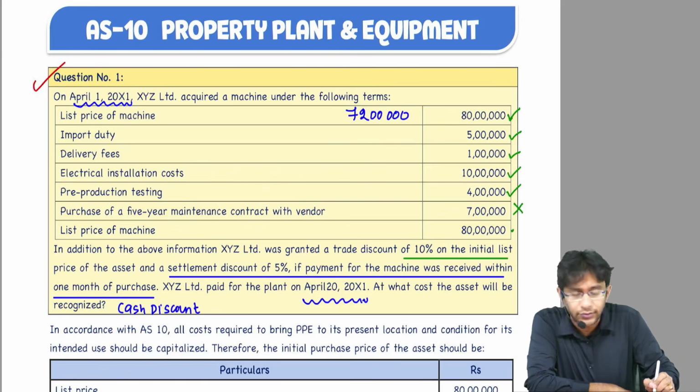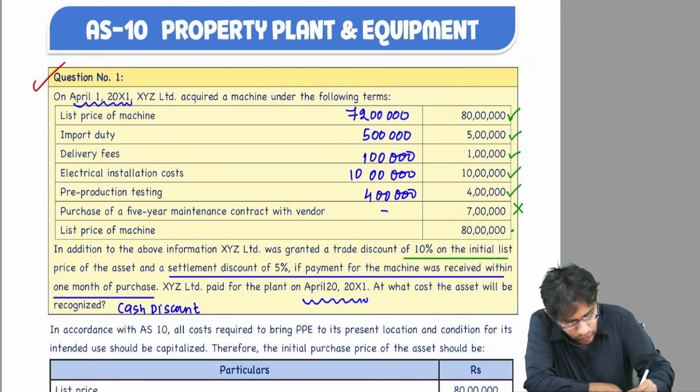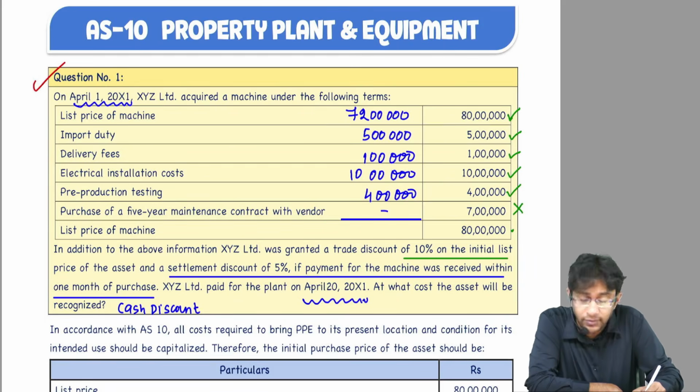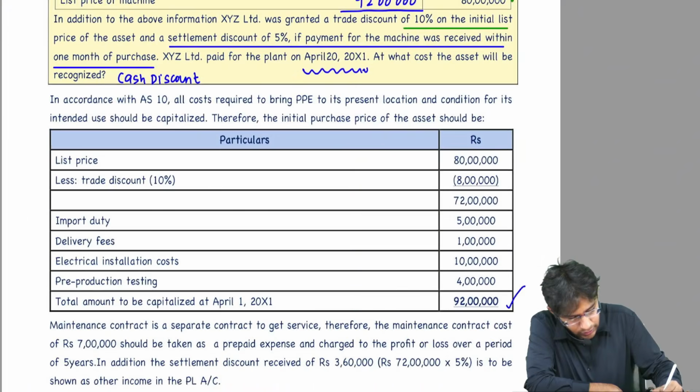At what cost will the asset be recognized? So list price minus trade discount, 72 lakhs. Import duty 5 lakhs you have to take, delivery fees 1 lakh you have to take, electrical installation charges 10 lakhs you have to record, pre-production testing, yes, you have to capitalize that also, 4 lakhs. This, no. So if you total up here, 72 plus 5, 77, 77 plus 1, 78, 78 plus 10, 88, 88 plus 4, 92 lakhs. 92 lakhs is the value.